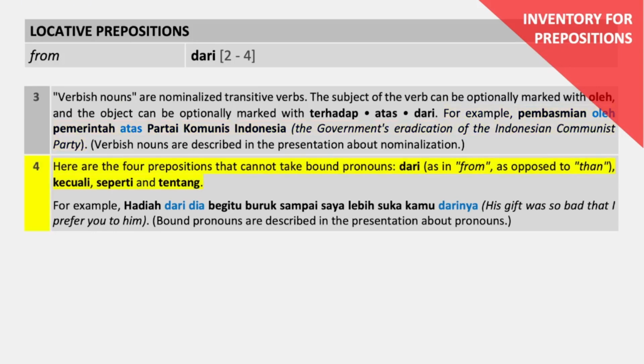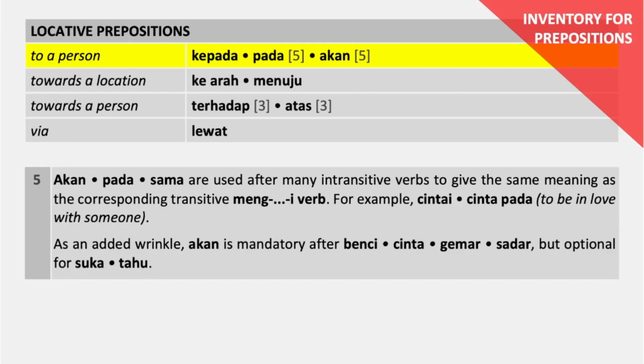Here are the 4 prepositions that cannot take bound pronouns. Dari, as in from, as opposed to than, kecuali, seperti, and tentang. For example, hadiah dari dia begitu buruk sampai saya lebih suka kamu darinya. His gift was so bad that I prefer you to him. To a person, kepada, pada, akan.